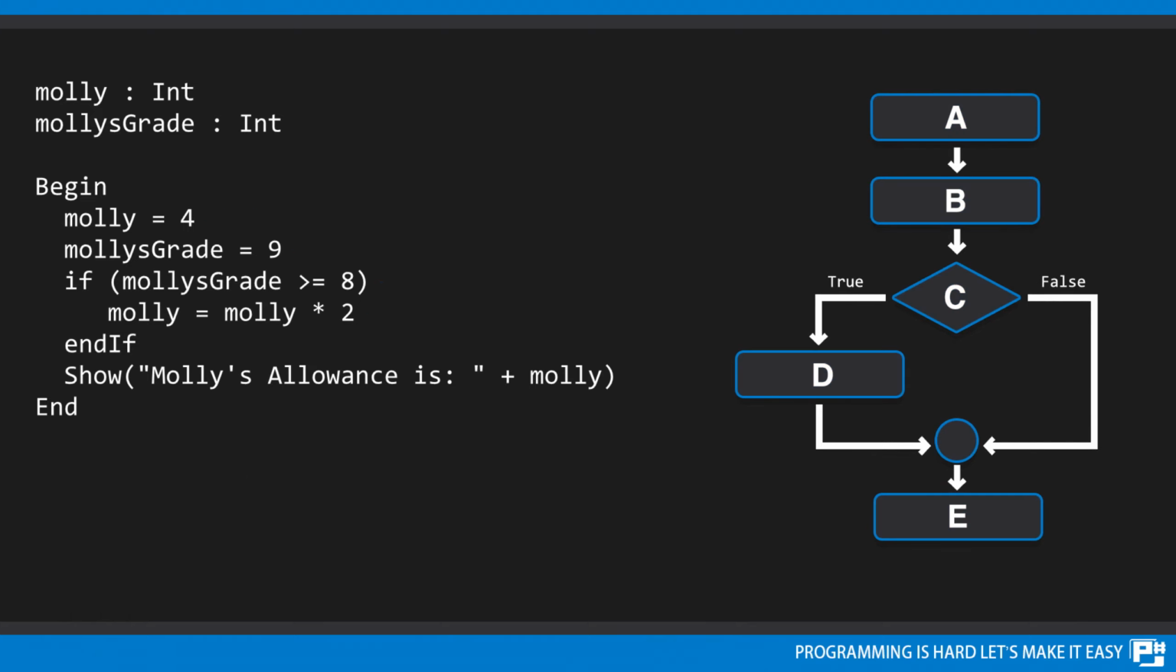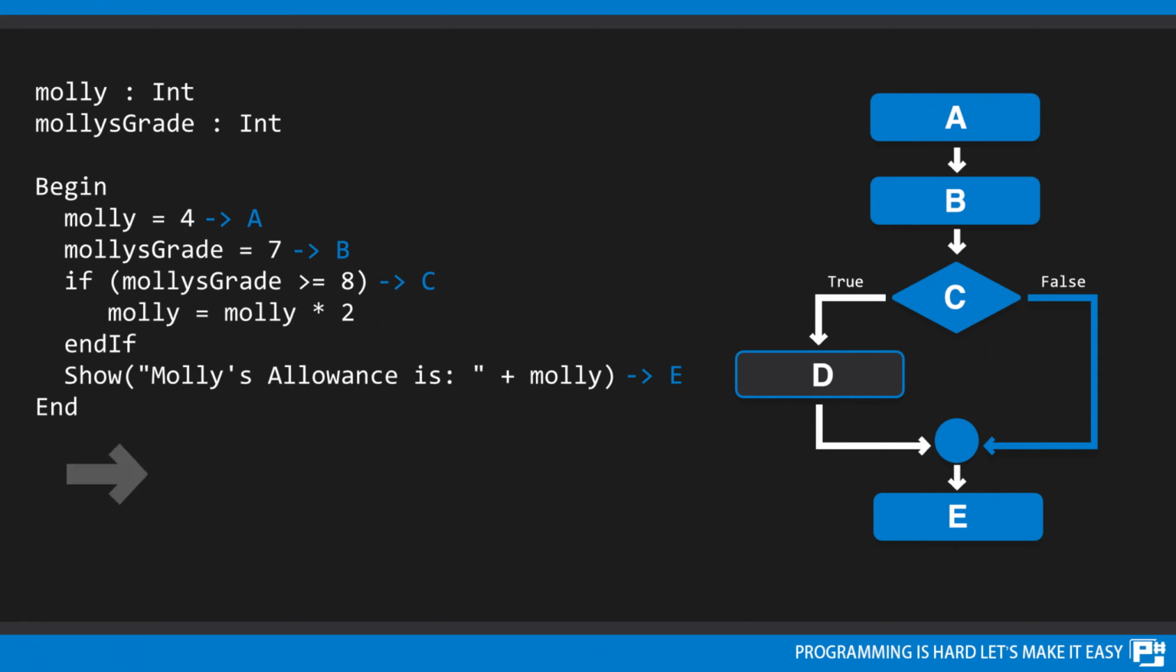Yay! But what if Molly got a 7 on her exam? How would this change things? In that scenario, the order of the instructions is A, followed by B, C, and then E. Since 7 is not greater or equal to 8, we end up skipping instruction D and going straight ahead to E. This means that when we show Molly's allowance, the result is 4. Molly would probably be sad right now if that happened.